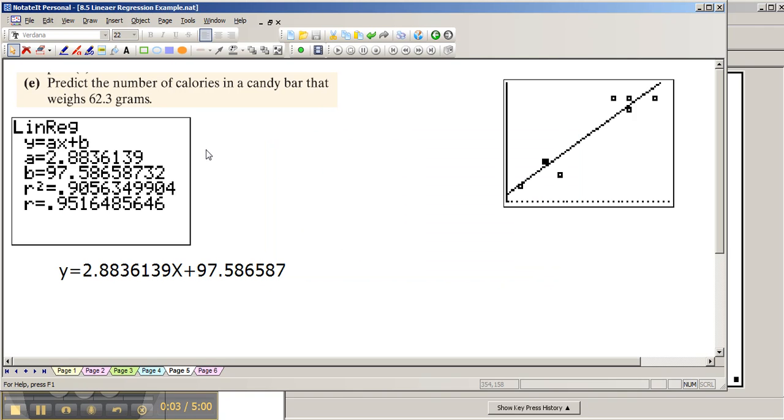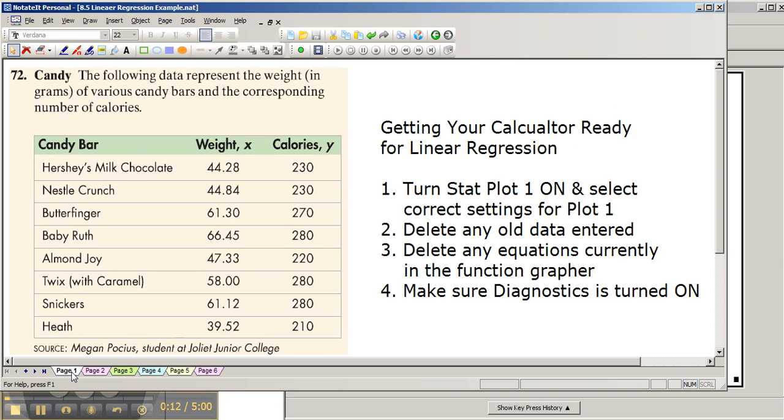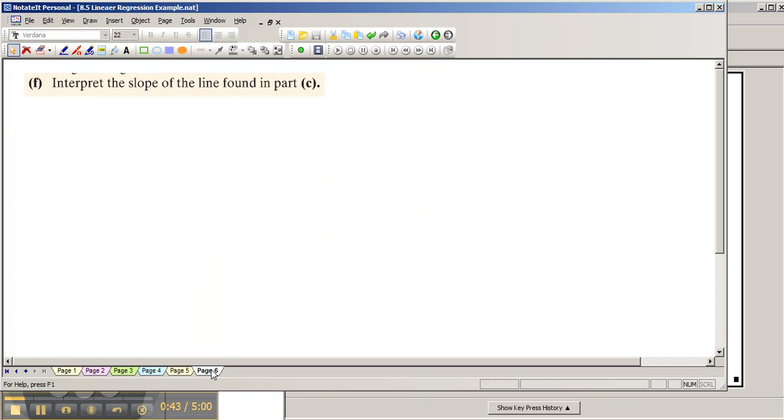Now what we've got here is we're supposed to predict the number of calories in a candy bar that weighs 62.3 grams. As you recall, at the very beginning, the problem statement shows that the data we put in L1, where the x values were the weight, so x stands for the weight, and the output of the linear function is the calories. So when you plug in a certain weight for x in the regression equation, the equation of that line we came up with, then you will be predicting the number of calories that a candy bar with that weight will have.